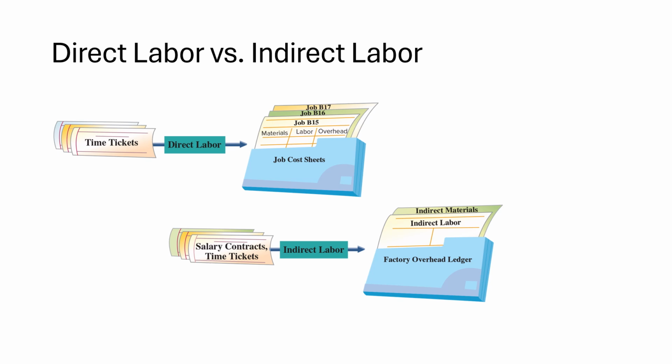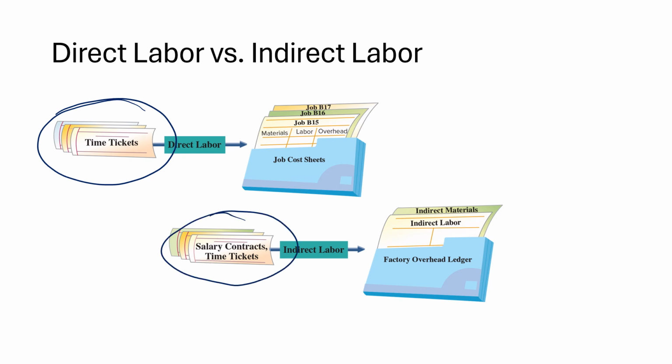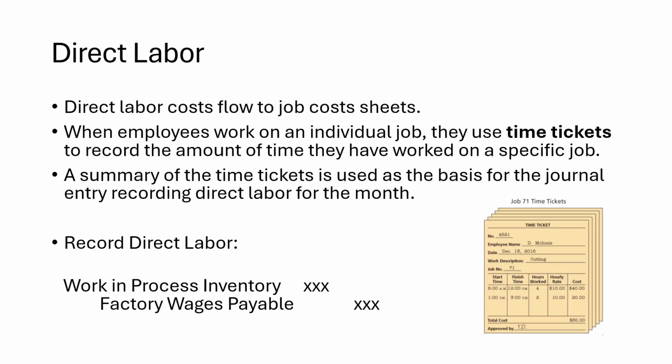You can see the source documents for recording direct and indirect labor. So for the direct labor, time tickets are used to record direct labor on the job cost sheets. For indirect labor, things like salary contracts or time tickets are used for those indirect labor costs to go into the factory overhead ledger. This is an example of a time ticket.